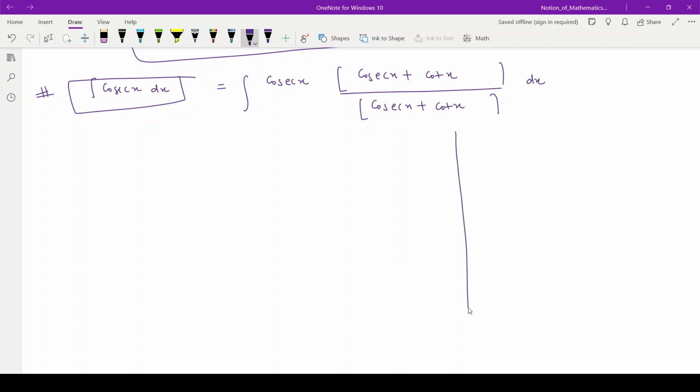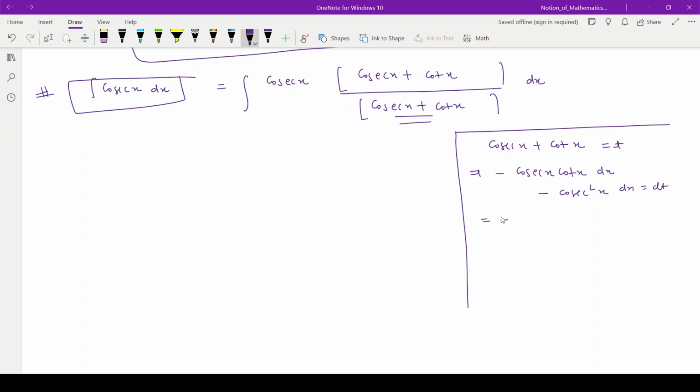So what is our consideration here? Our consideration is this denominator equal to t. So that is cosecant x plus cot x is equal to t. So we will differentiate it: minus cosecant x into cot x dx and minus cosecant square x dx is equal to dt. Or we may write the minus sign outside, common, that is minus cosecant x cot x plus cosecant square x, dx, equal to dt.